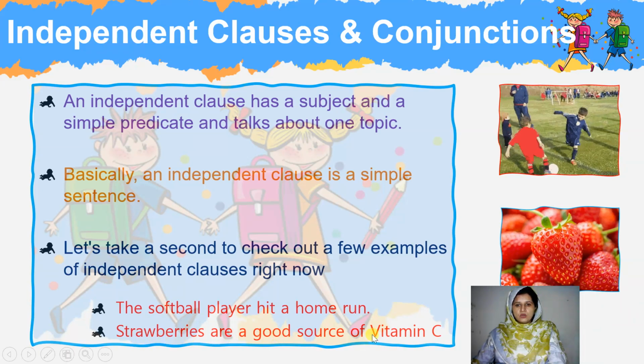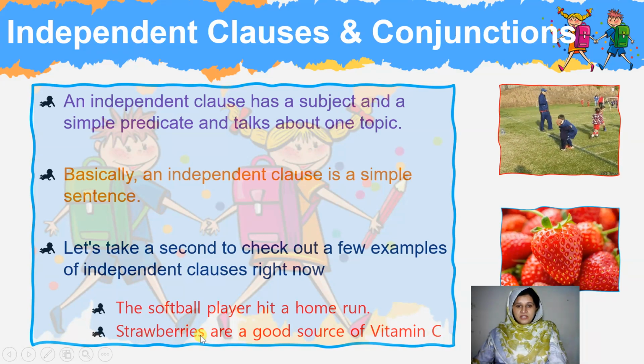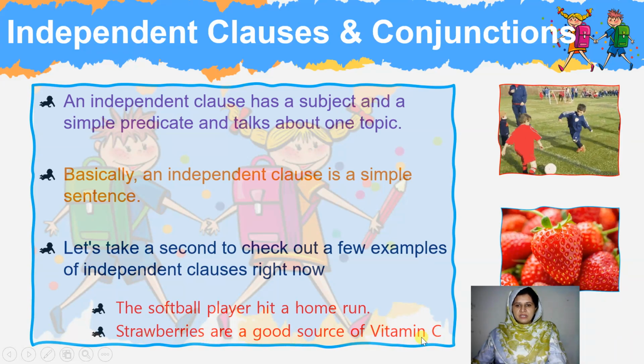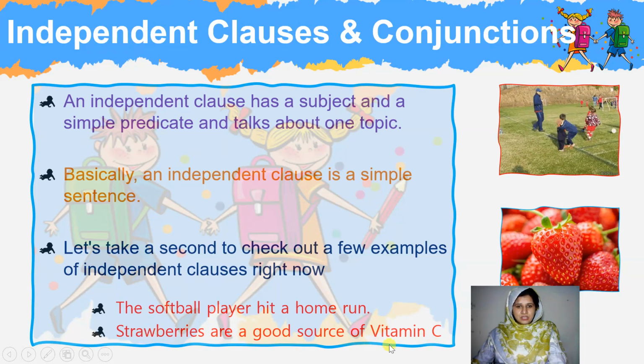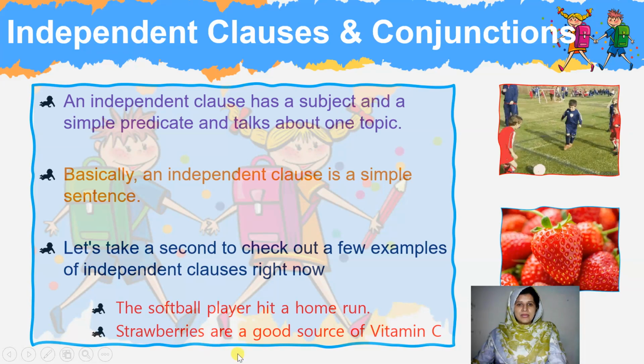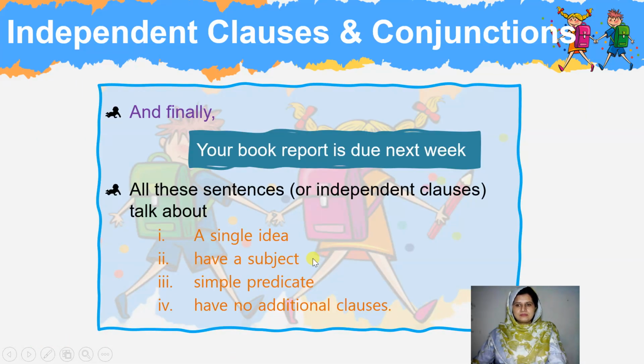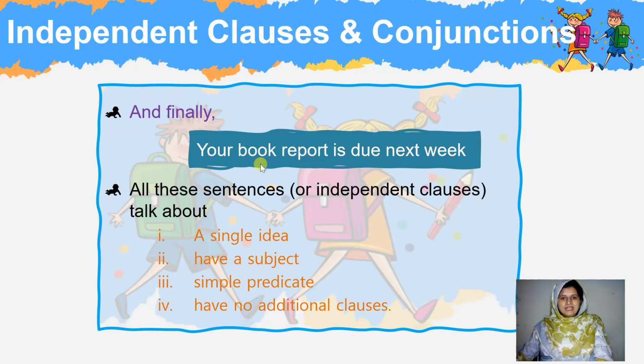Next, strawberries are a good source of vitamin C. Now strawberries is the subject, and are a good source of vitamin C is the predicate. Again, subject predicate combination plus complete thought makes it an independent clause. Okay, let's move on. And finally, your book report is due next week. Here your book report is the subject, is due next week is the predicate, another good example of an independent clause. All these independent clauses talk about a single idea, have a subject and simple predicate, and have no additional clause. So this was one independent clause or one sentence.